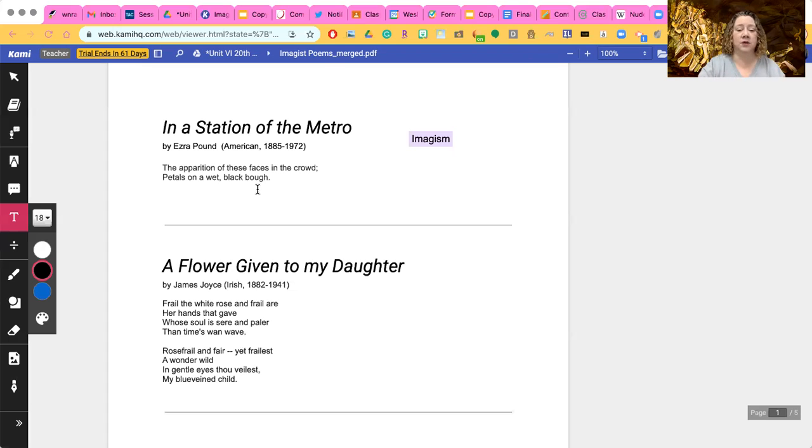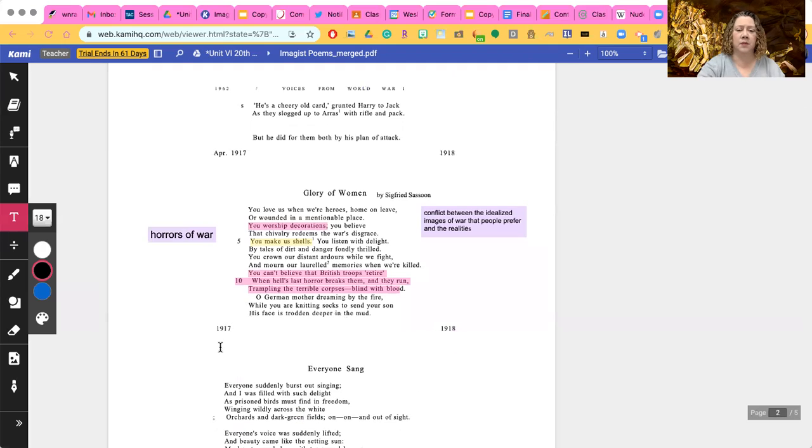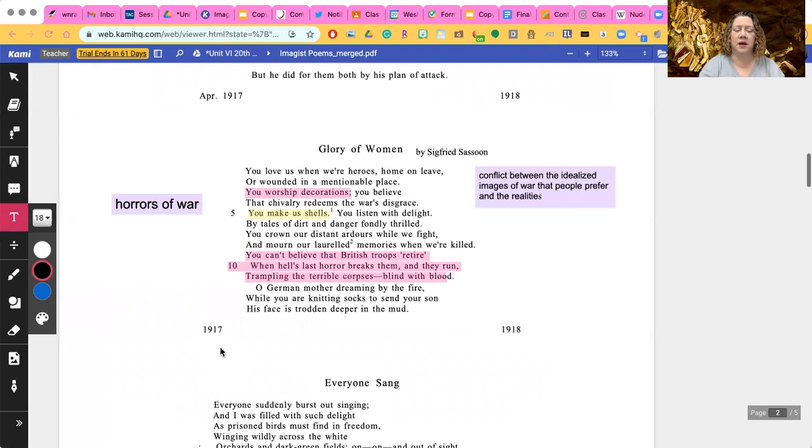And also he's inventing words like rose frail. So all that demonstrates the modernist movement. From the textbook, we can see in The Glory of Women, the horrors of war.